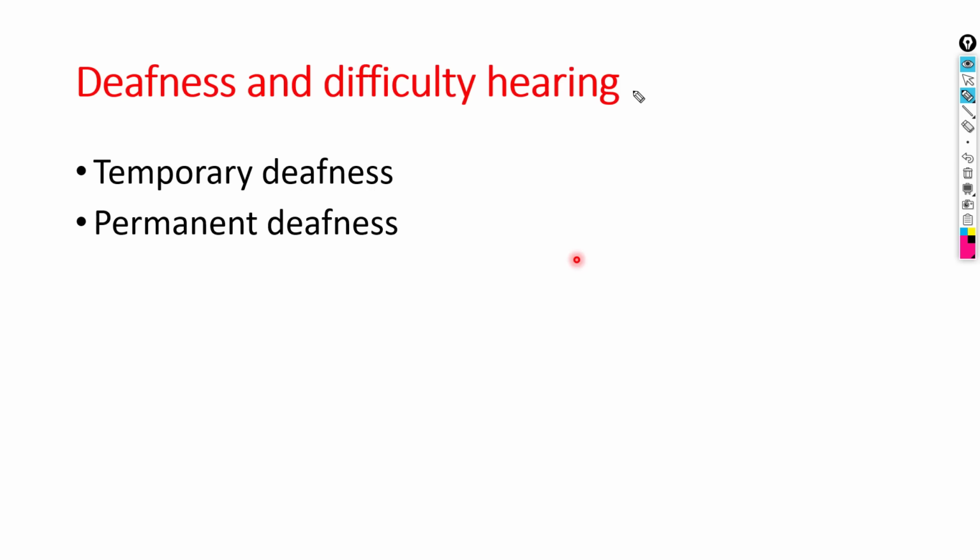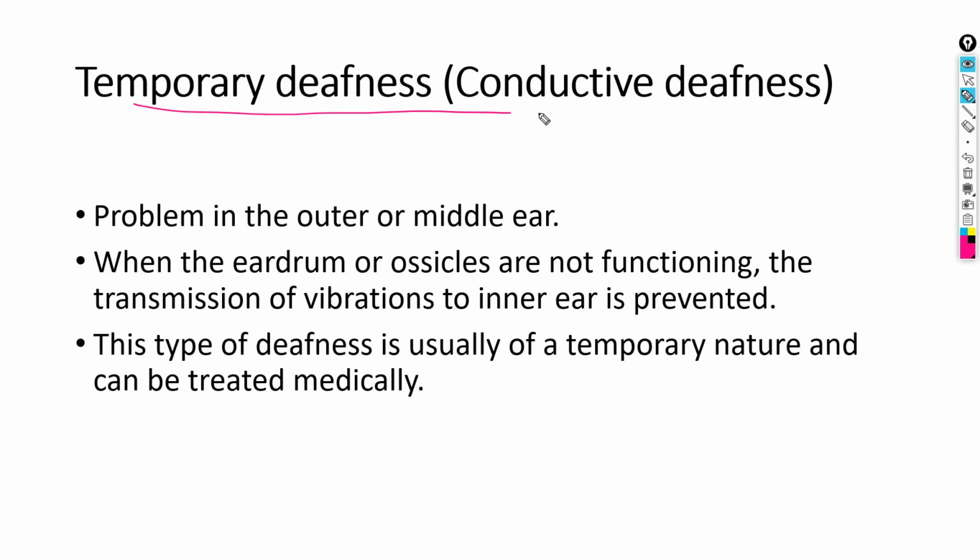Now, deafness and difficulty hearing. These can be categorized as temporary deafness and permanent deafness. Temporary deafness or conductive deafness involves a problem in the outer or middle ear. When the eardrum or ossicles are not functioning, the transmission of vibrations into inner ear is prevented. This type of deafness is usually of a temporary nature and can be treated medically.